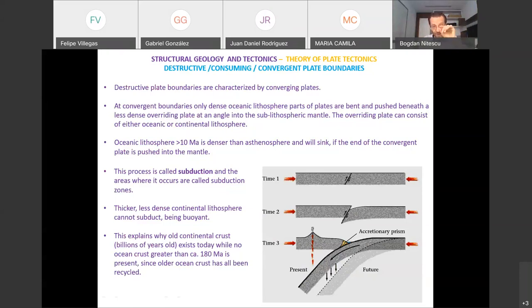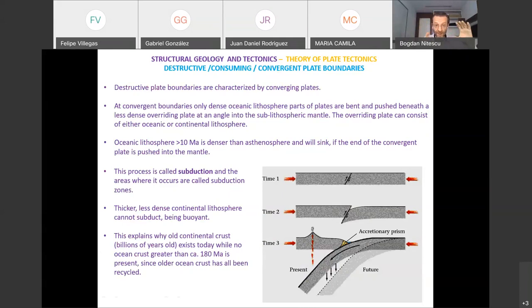It's not actually a compositional boundary. So the oceanic lithosphere, as it goes away, becomes thicker and colder and denser. And because of this, at some point, when it's cold and thick and dense enough, it can sink. That's the idea. So only dense oceanic lithosphere can sink under another lithospheric plate. The other lithospheric plate can have oceanic lithosphere or continental lithosphere, it doesn't matter.